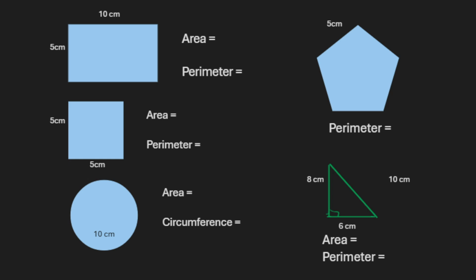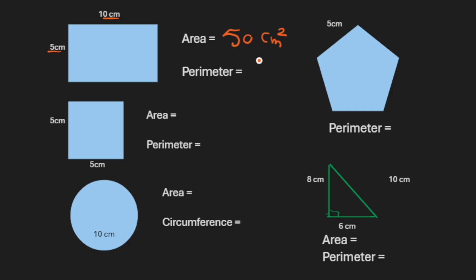In this video, I would like to show you how to find the area and perimeter of such shapes. So for the first one here, it's a rectangle. The area of a rectangle is just the length times the width. So it's 10 times 5, which is 50. And the units is centimeters squared.